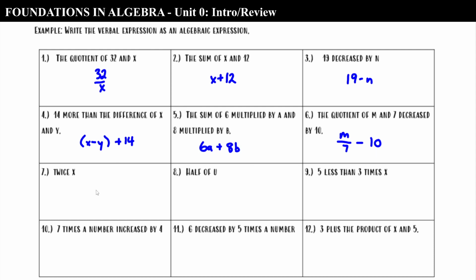Twice x is just 2 times x, or 2x. Half of u is just u divided by 2. 5 less than 3 times x. 3 times x is 3x, and then we're doing 5 less than that, so we're taking 5 away from it. 7 times a number increased by 4. So we do 7 times a number, so 7 times x, and then we're going to increase it by 4.